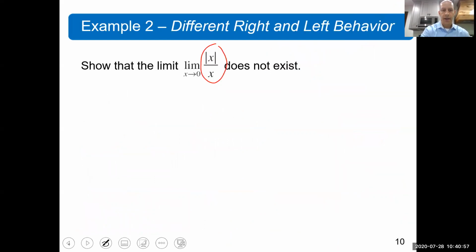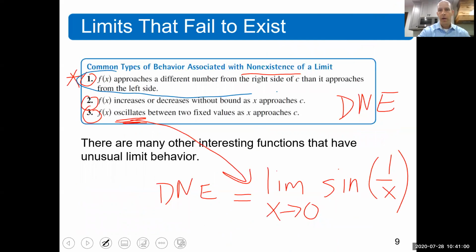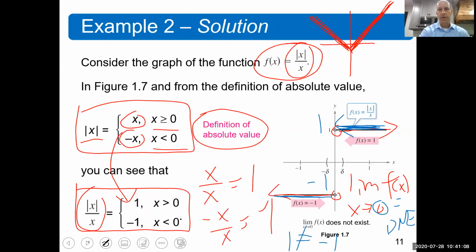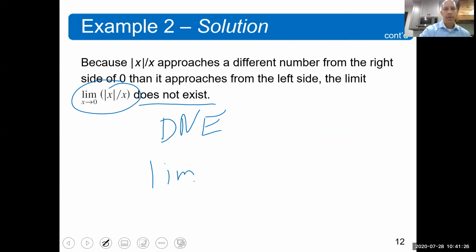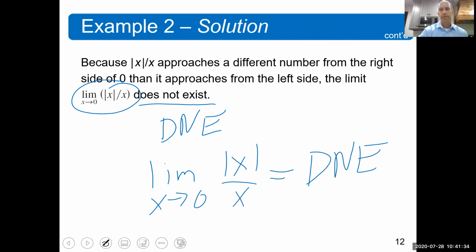It does not exist. This is our first example of a limit that doesn't exist because the f of x approaches a different value on the left than it does the right. Okay, on the right it's approaching 1, on the left it's approaching negative 1. Those are different, therefore it doesn't have a limit. So the limit does not exist. We'll call it DNE. Again, this is how you would write that. So I would write the limit as x goes to 0 of the absolute value of x over x equals DNE. It doesn't exist.